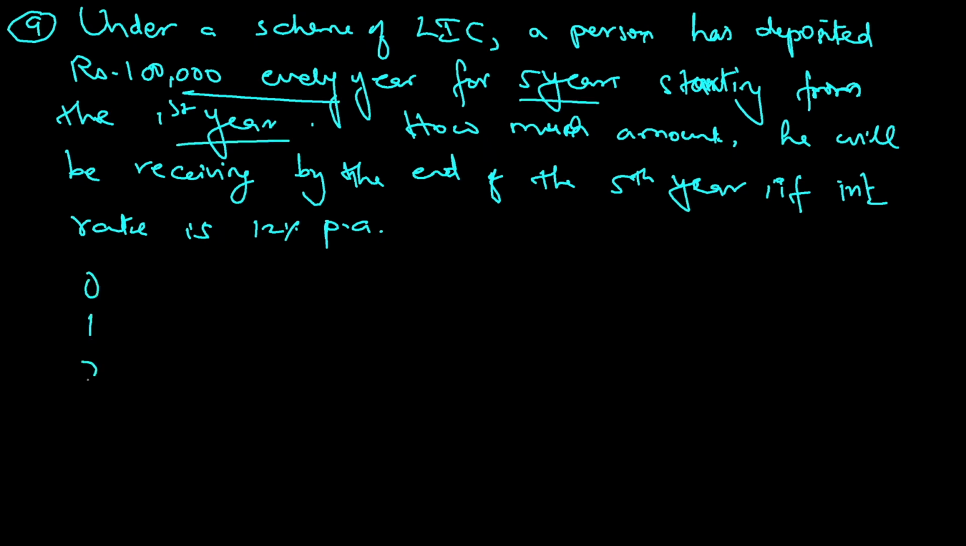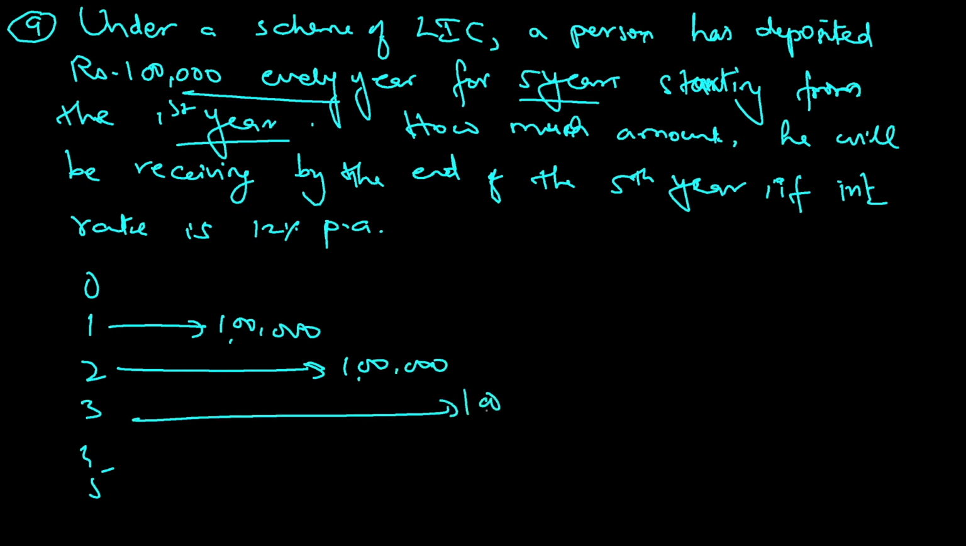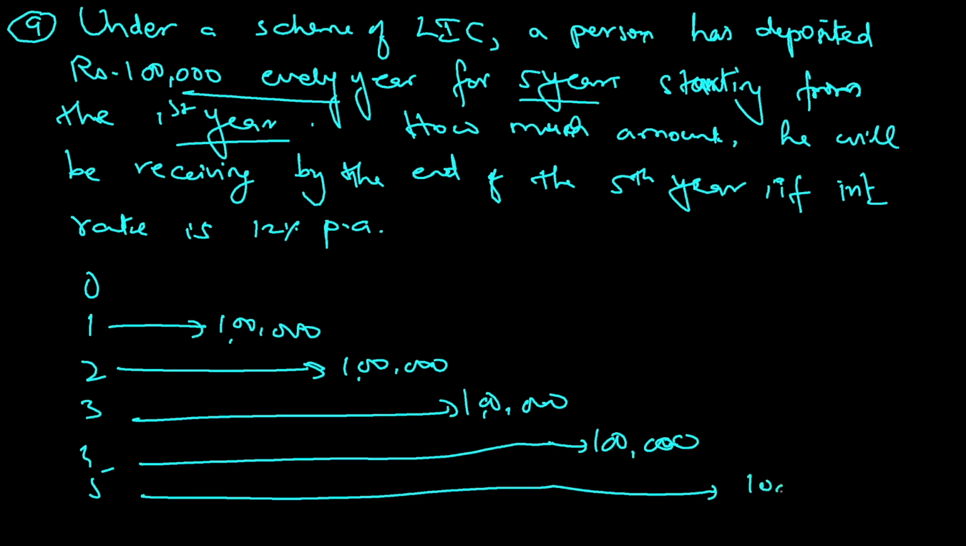So 0, 1, 2, 3, 4, 5. Starting from the first year you are investing 1 lakh here, then 1 lakh here, third year again 1 lakh, fourth year again 1 lakh, and fifth year again 1 lakh. How much amount will he be receiving by the end of the fifth year? So what will be the future value of each amount?